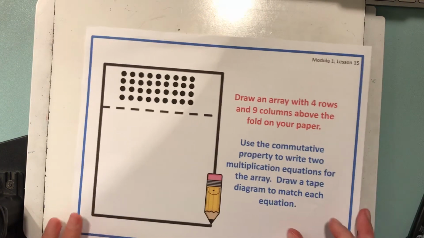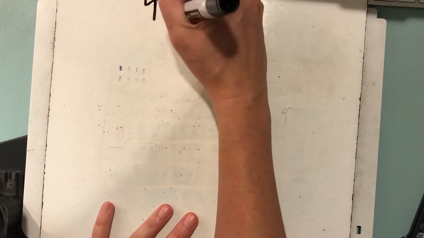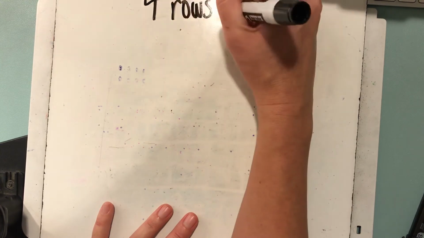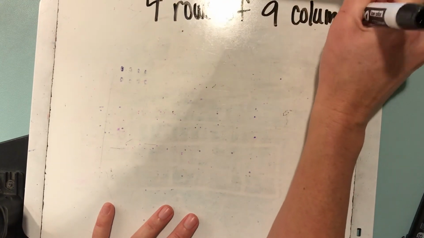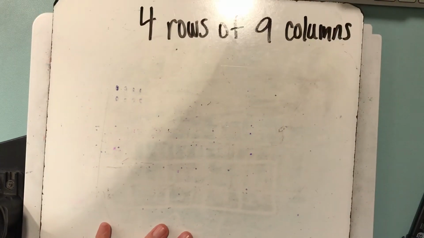Let's do one more together. This one shows it. So I'm going to do it on my whiteboard, actually, because I want to try and do this with you guys. Okay, we're going to draw an array that is 4 rows of 9 columns. You guys see that? 4 rows of 9 columns.